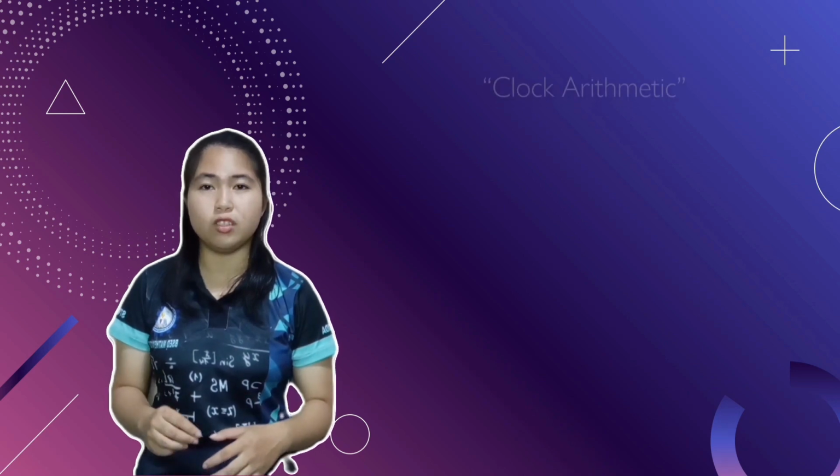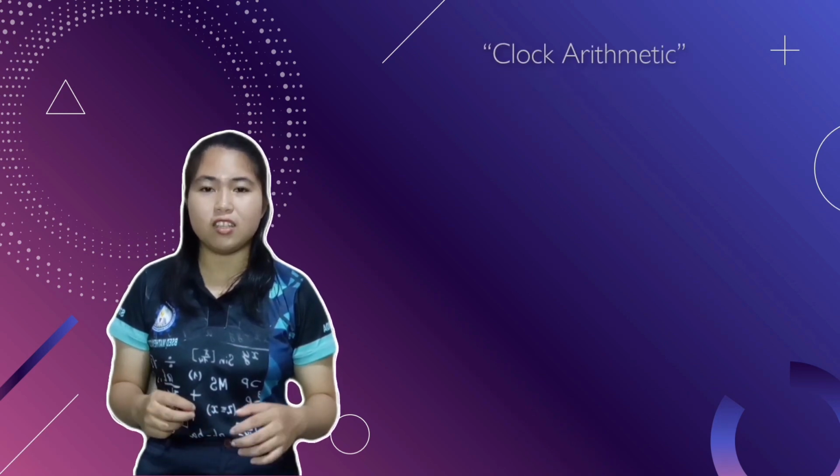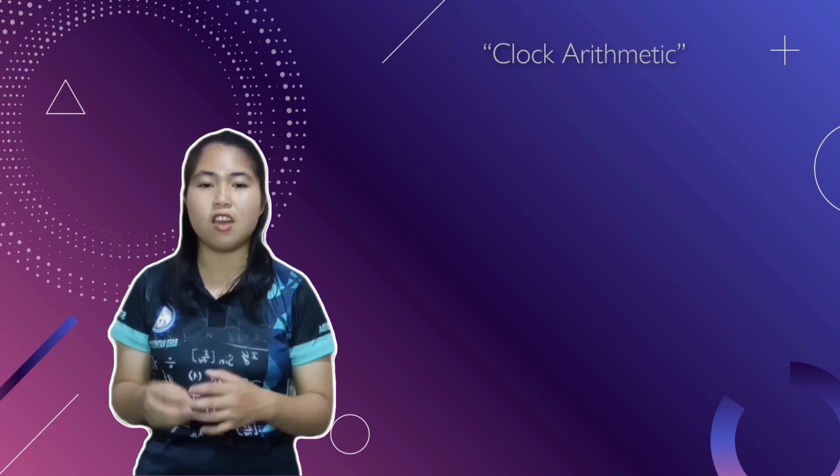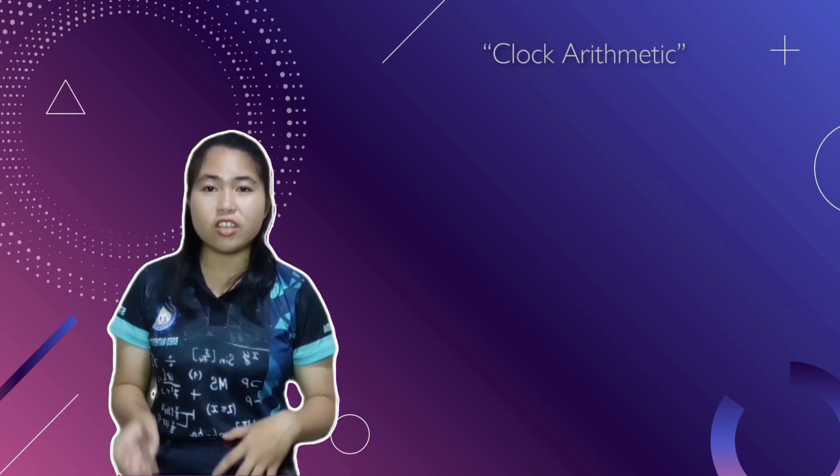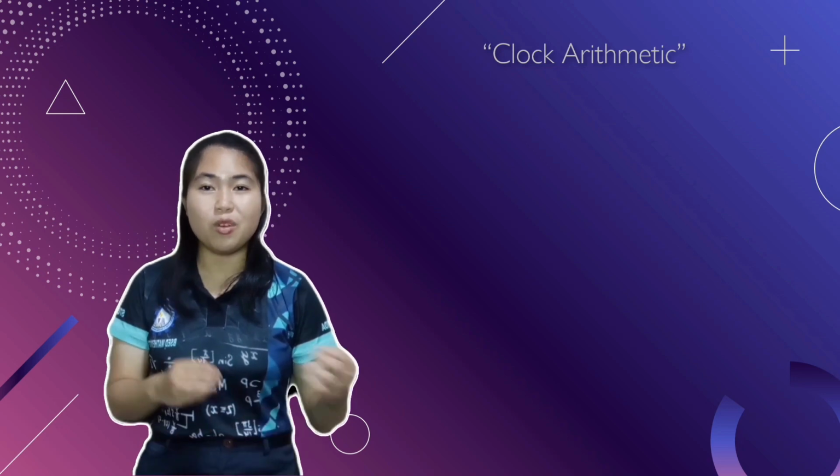The concept of modular arithmetic was developed by Carl Friedrich Gauss in his book entitled Disquisitiones Arithmeticae in 1801, when he was only 24 years old. Modular arithmetic, also called clock arithmetic, is the system of arithmetic for integers where numbers wrap around after they reach a certain value, which is called the modulus.